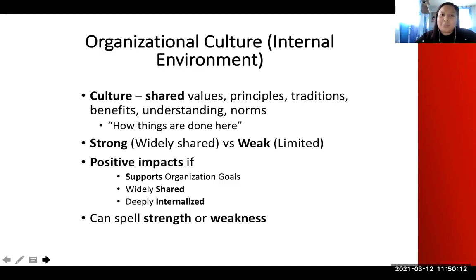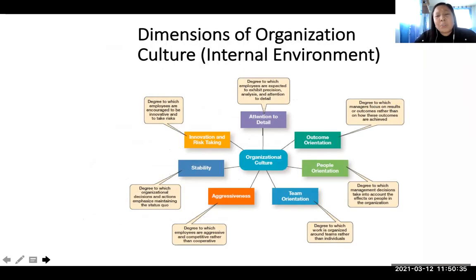Ayun. So, it can spell strengths or weaknesses. Hindi naman tayo yes person. We're not taught to become yes persons all the time, but we are taught to think for ourselves and our welfare. Pero ang masama kasi dun, the danger is that you think you're not doing something wrong, but actually there's something wrong with the way how you do things. And it's not proper. Ayun. So what are the dimensions of organizational culture? Attention to detail, outcome orientation, people orientation, team orientation, aggressiveness, stability, innovation, and risk-taking.